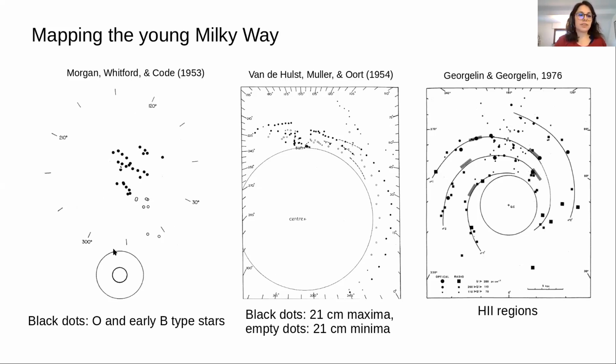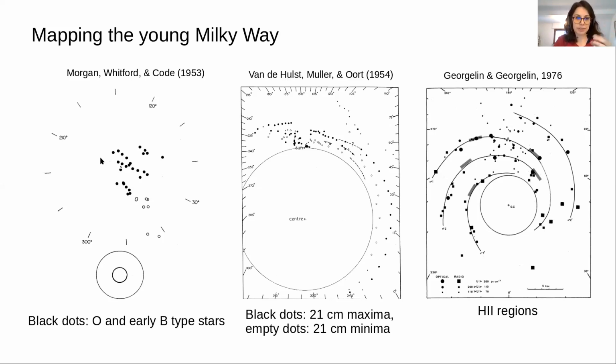In this figure, you see the disk of the Milky Way as seen from the top. The galactic center is here, and at the time it was thought that it was around 9 kiloparsec from the sun. And you see that apparently O and B stars are not uniformly distributed around the sun, but seem to follow a certain pattern.